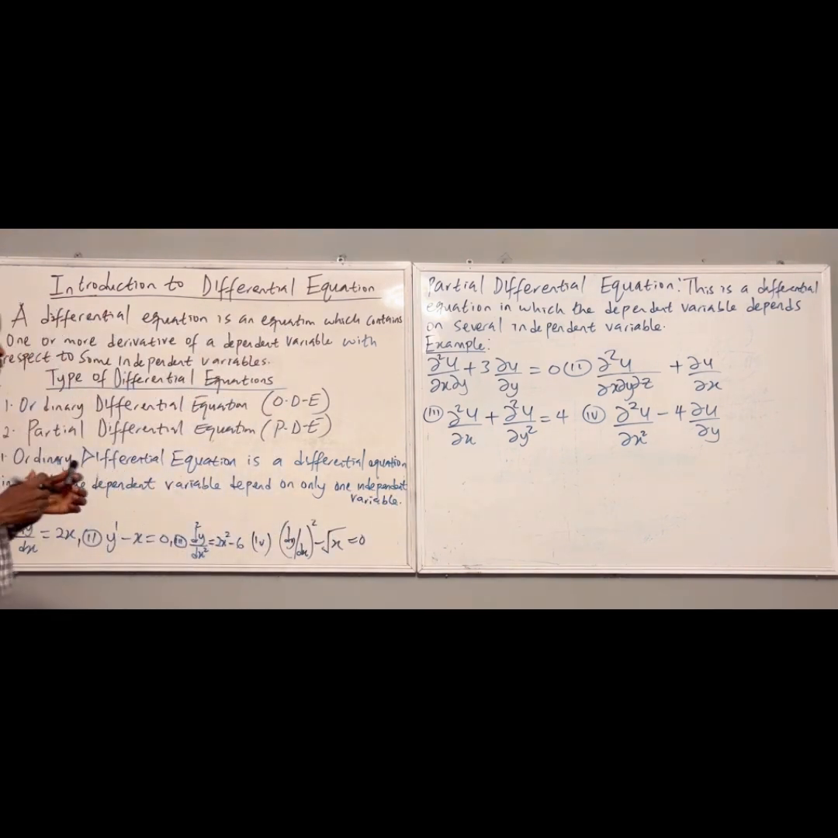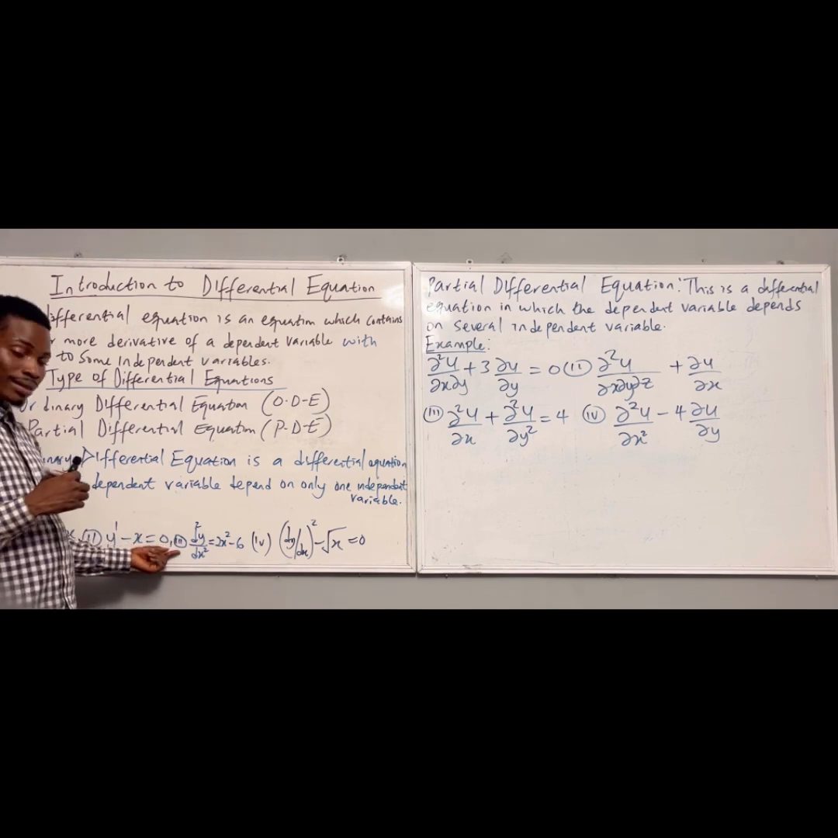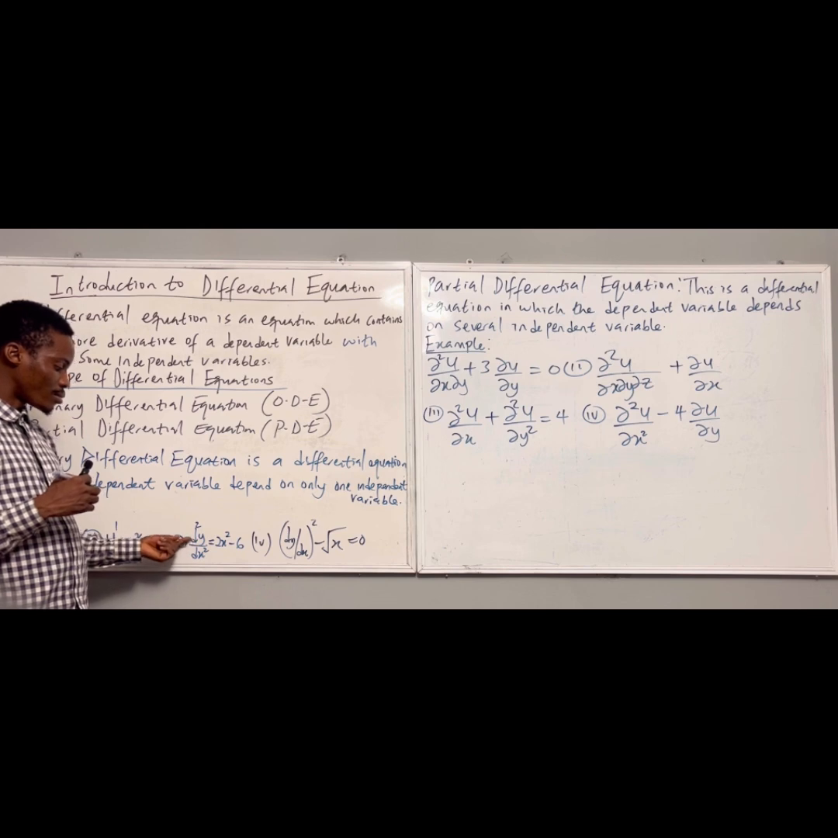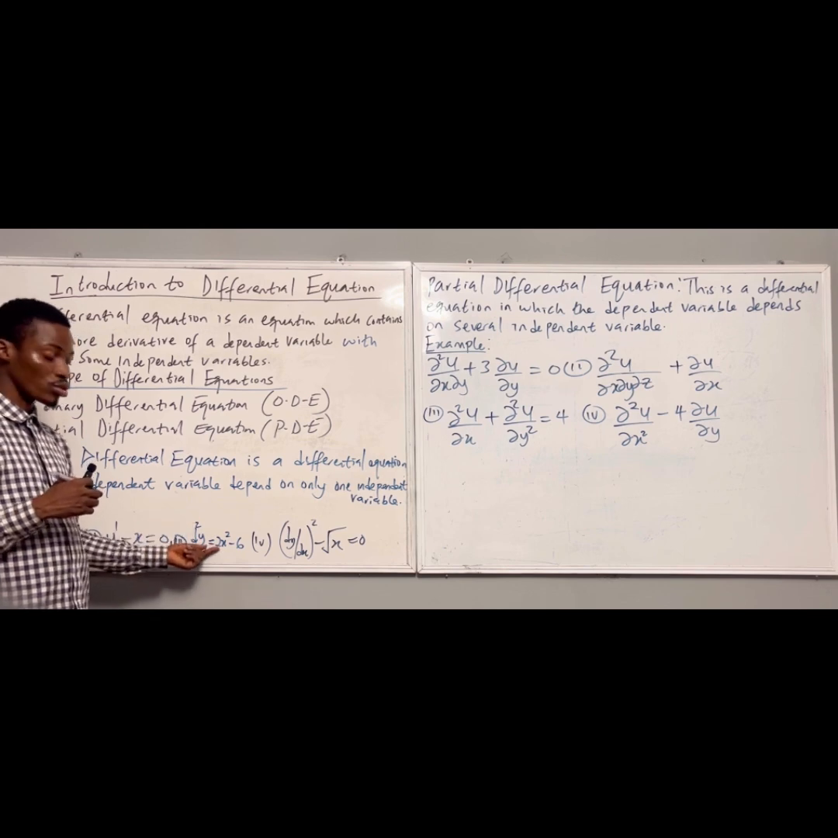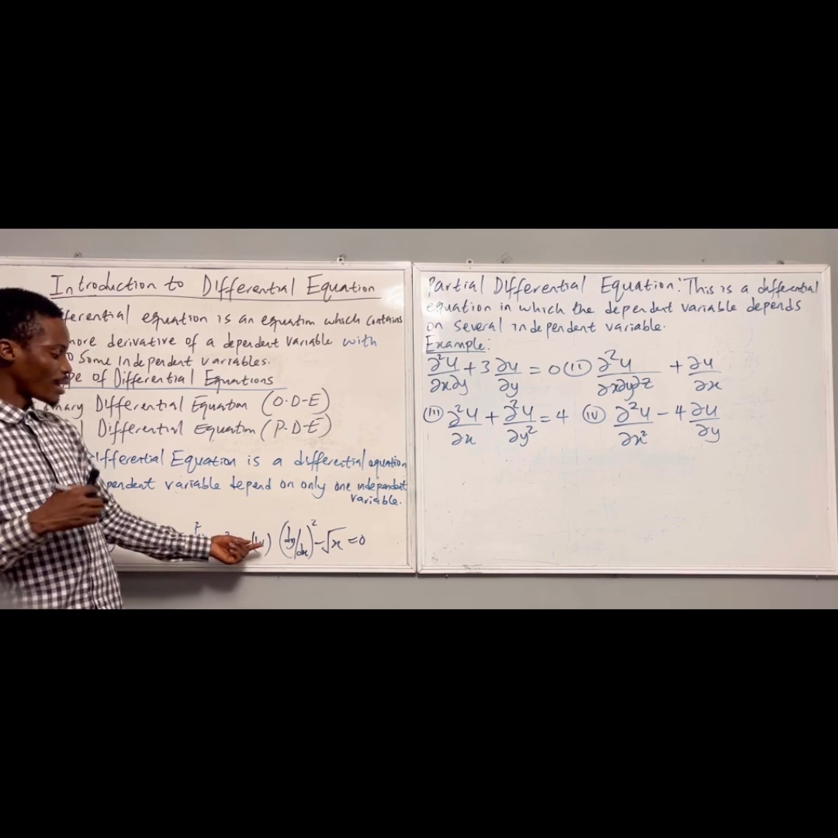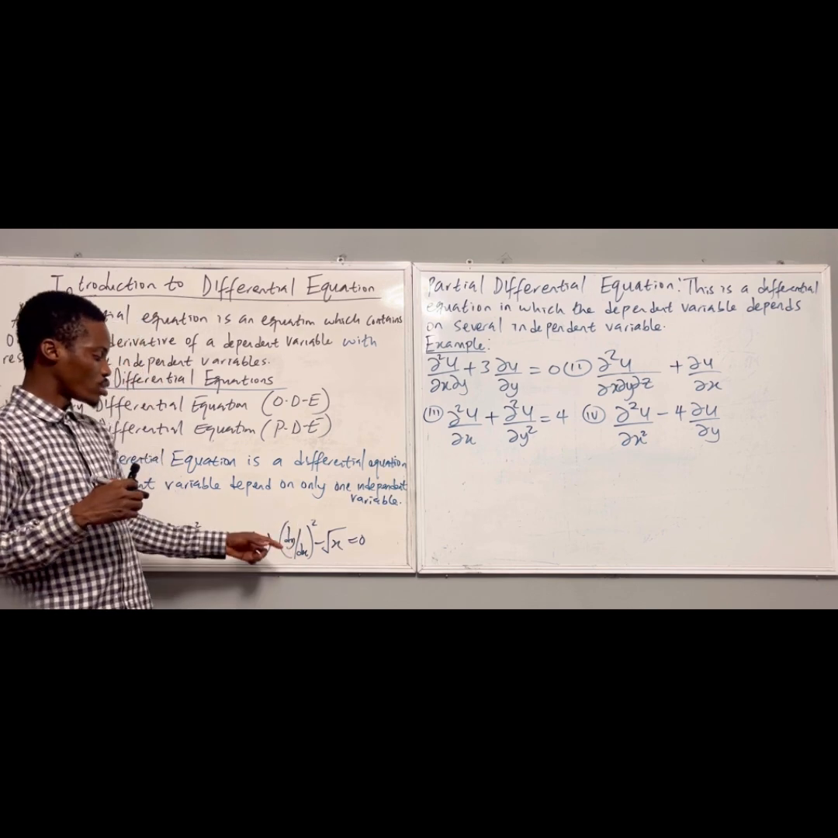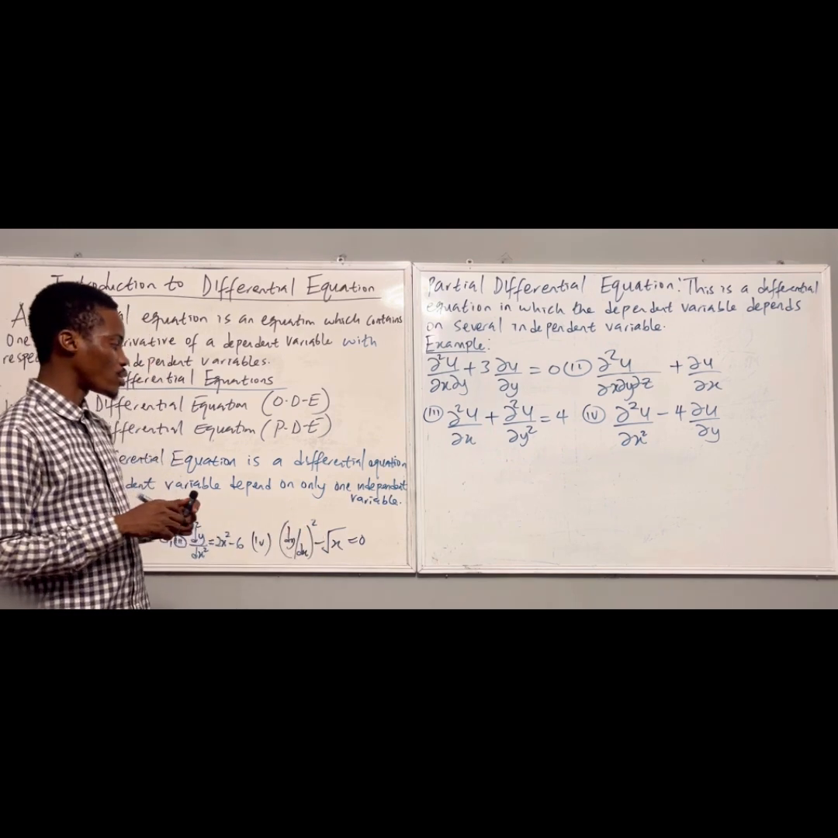It is a differential equation in which the dependent variable depends on only one independent variable. For example, the first is dy/dx = 2x. Second example, y' (y prime) minus x is equal to 0. Third example, d²y/dx² = 2x² minus 6. The last example is dy/dx times 2 minus x is equal to 0.